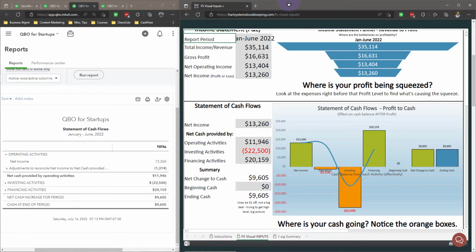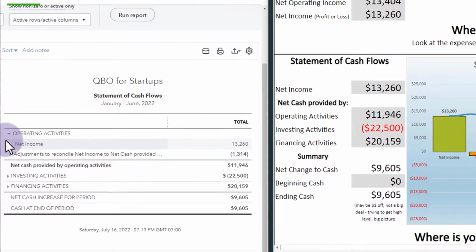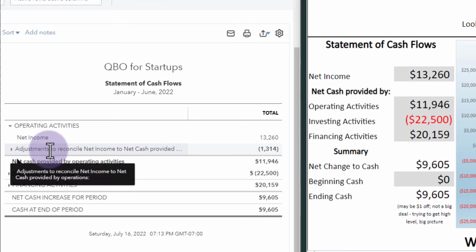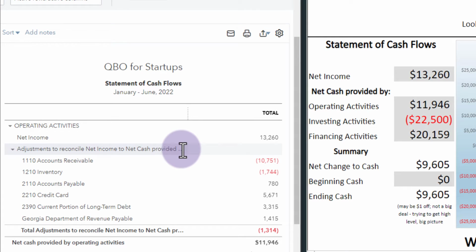Let's start with operations. Again, we're going to use this to see some obvious stuff, and then jump back over to your reports to see what's going on. So on my statement of cash flows here, I'm looking in the operations section, which is this whole chunk up here, which does include net income. Okay, but what else? We have this line that says adjustments to reconcile net income to, what does that say? To net cash provided by operating activities.